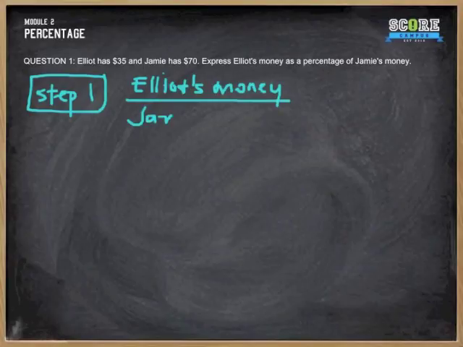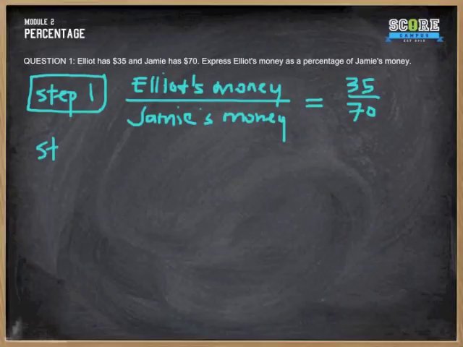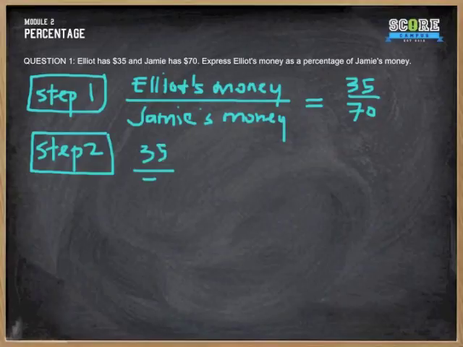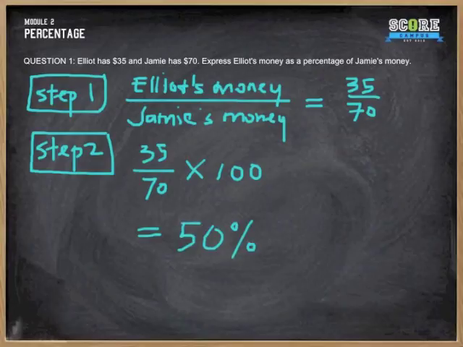So, Elliot's money over Jamie's money is going to give you 35 over 70. The next step is to multiply this fraction by 100 so that you get your final answer as a percentage. So, step 2 is 35 over 70 multiplied by 100. When you do the mathematics behind it, what do you get? You get 50%, and that is your final answer.